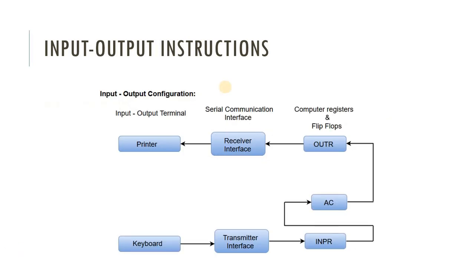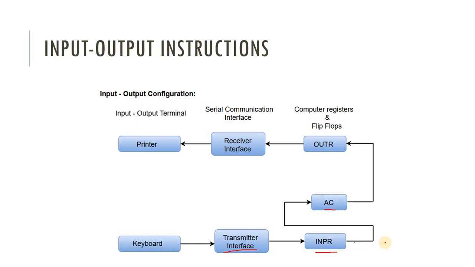When we are typing from the keyboard and then getting the output from our printer, that complete input-output configuration is shown in this figure. First of all, we are typing something from our keyboard. Suppose we are writing the content in the Word file. So here we are typing from the keyboard, so this is our input device. Now there is a data transmitter interface for the input. The data will go through this transmitter interface, and then the data is stored into the input register. We already know that when we get some input from input devices, the data will be stored into the input register.